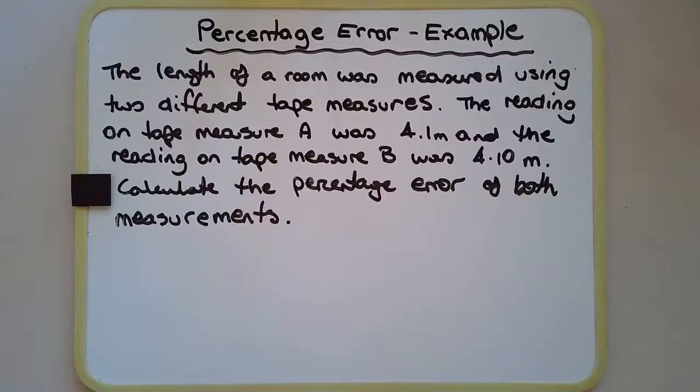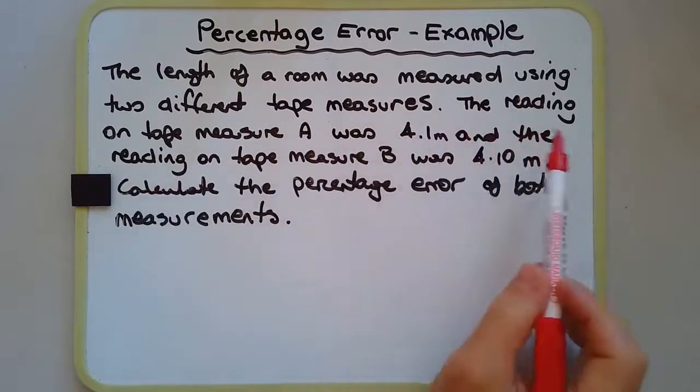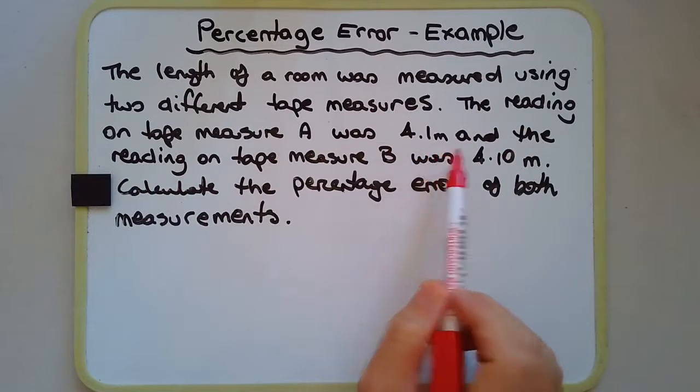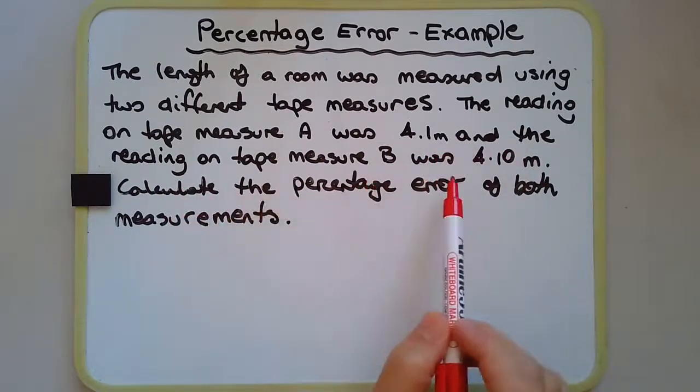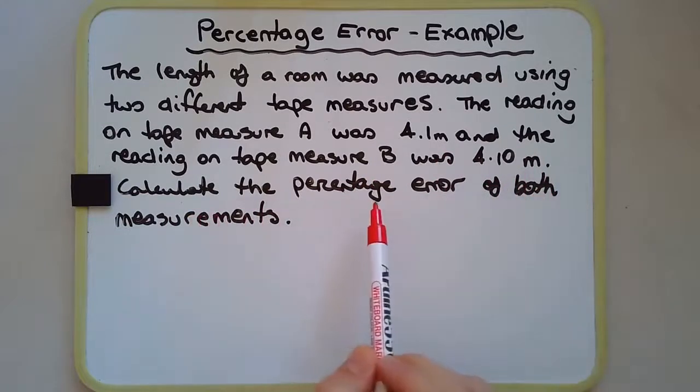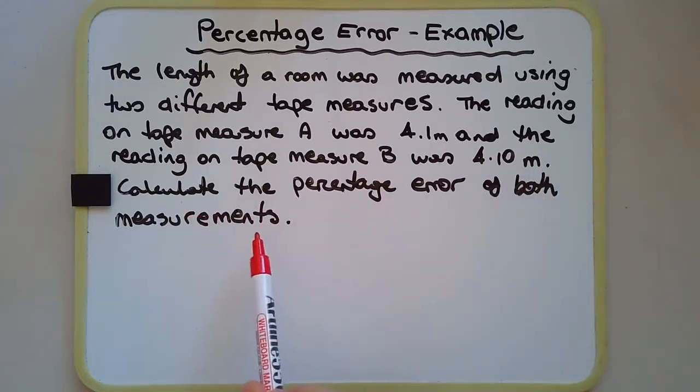Let's have a look at an example involving percentage error. I think this example will highlight why percentage error is in fact important to determine whether a measuring device or a measuring instrument is appropriate. The length of a room was measured using two different tape measures. The reading on tape measure A was 4.1 meters, and the reading on tape measure B was 4.10 meters. Calculate the percentage error of both measurements.